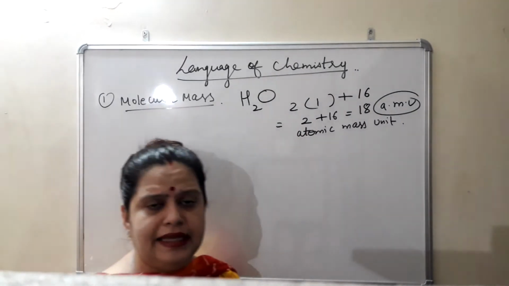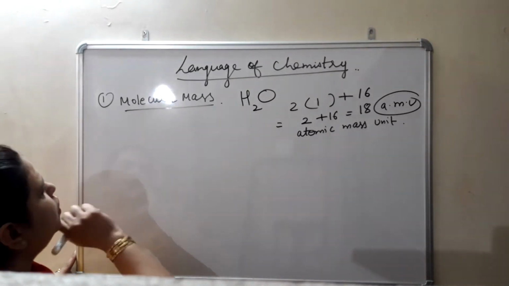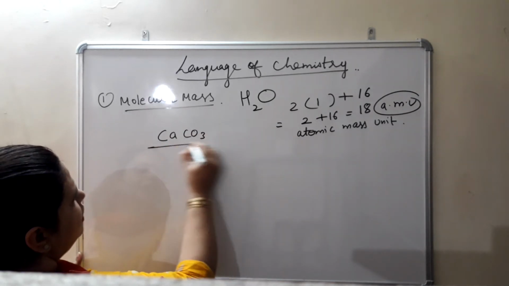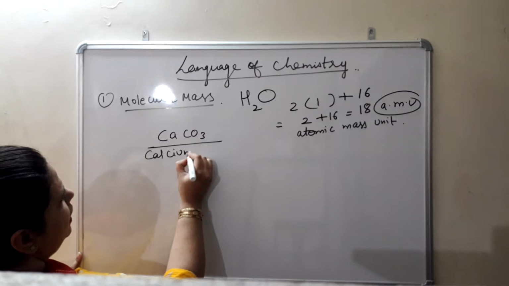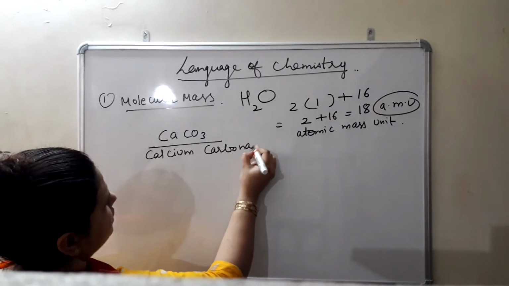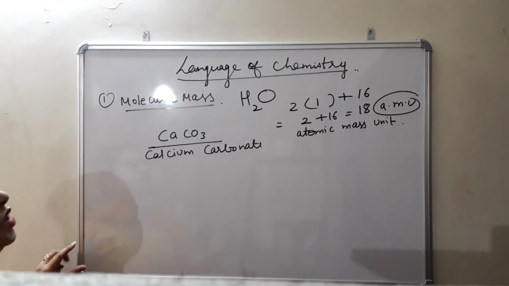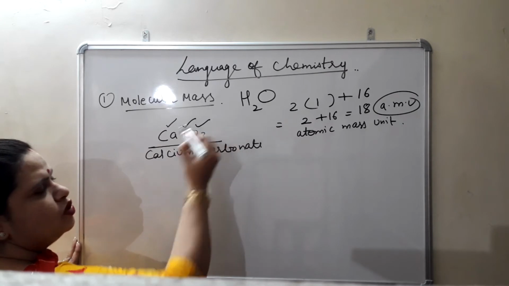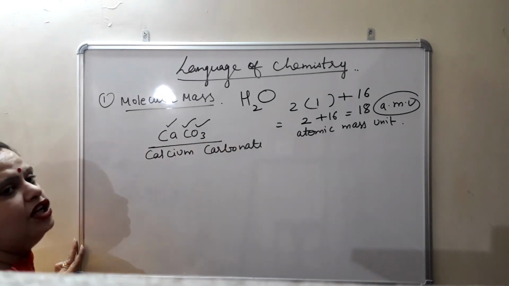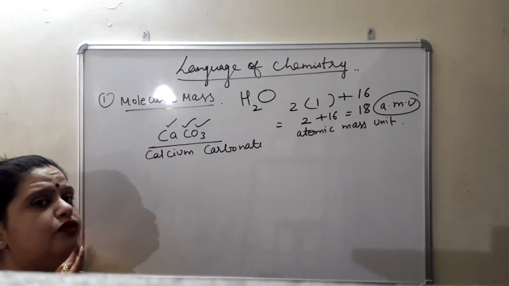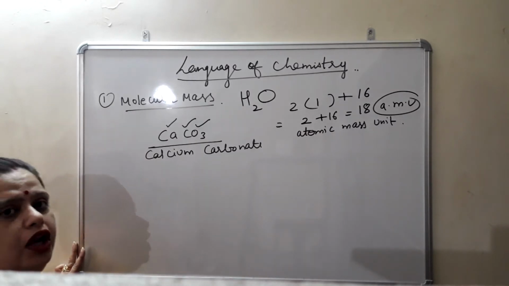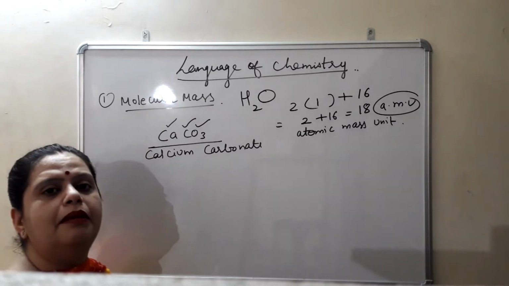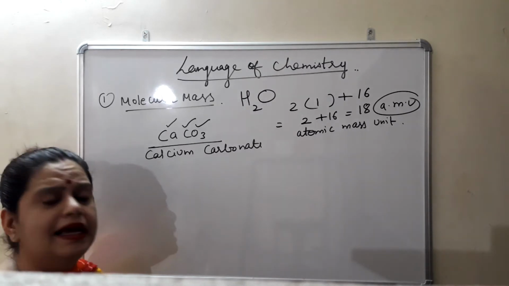Now let us take one more example in the same manner. Suppose you have taken CaCO3. This is your calcium carbonate. Now the elements which are present in this compound: one is calcium, then carbon, then oxygen. So first of all, calcium's mass number. See, mass numbers will be given to you. I am not writing them because I already know. So with the help of that only you have to find out. Calcium atomic number is 20 and its atomic mass or mass number is 40.